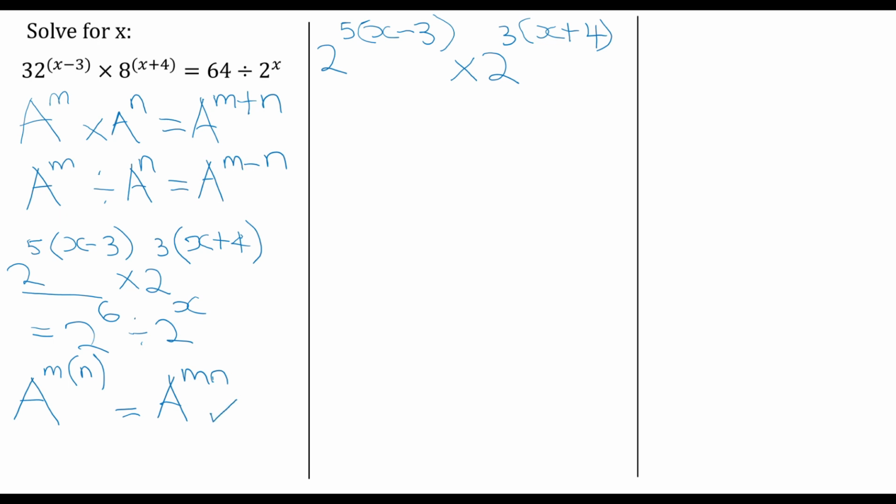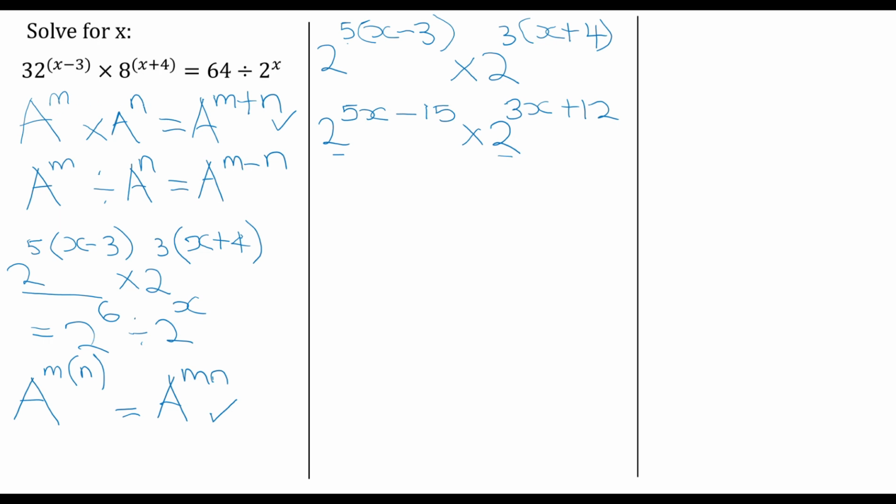Remember what we've just said here. So we expand these brackets by multiplying through by 5 here and by 3 here. So you'll have 2^(5x-15) multiplied by 2^(3x+12). Now, bring to mind this particular principle whereby we have 2^m and 2^n, which is equal to 2^(m+n).